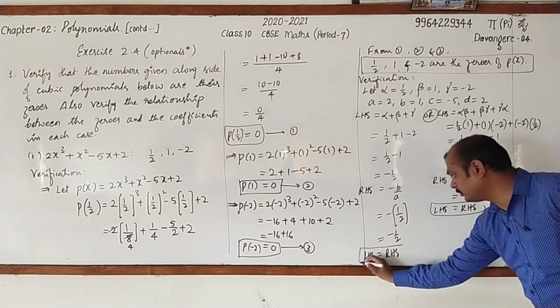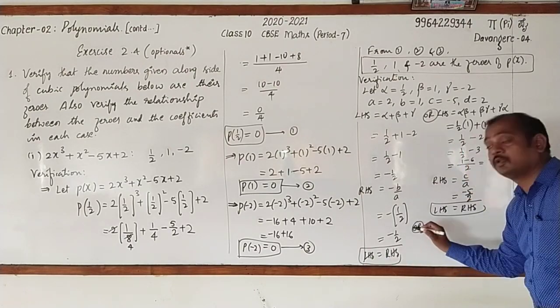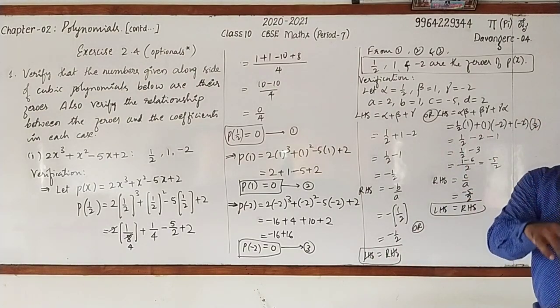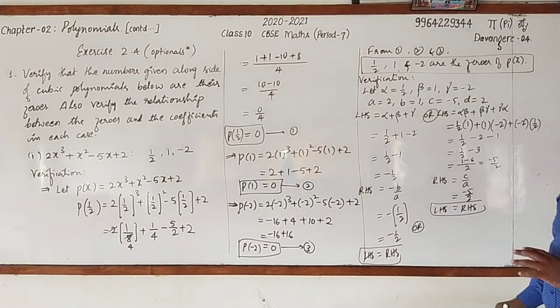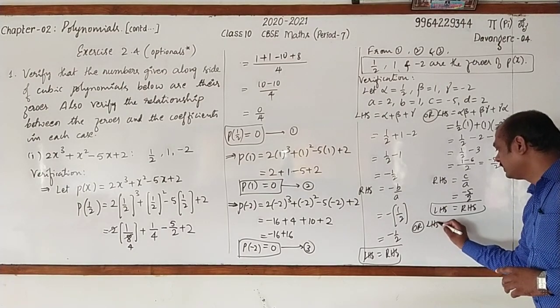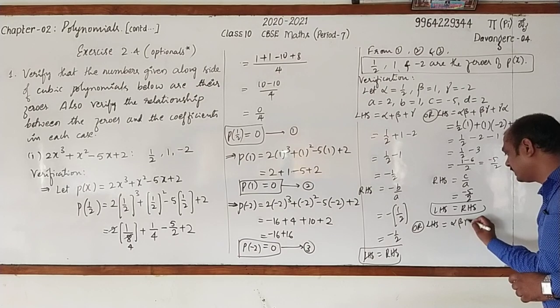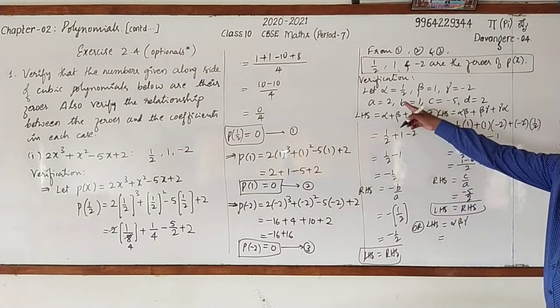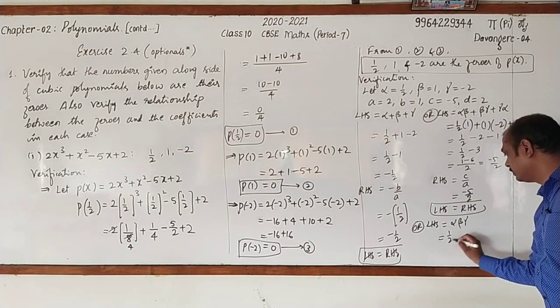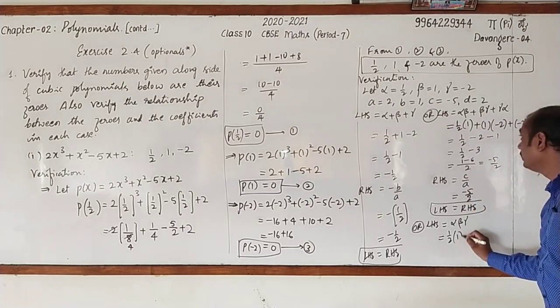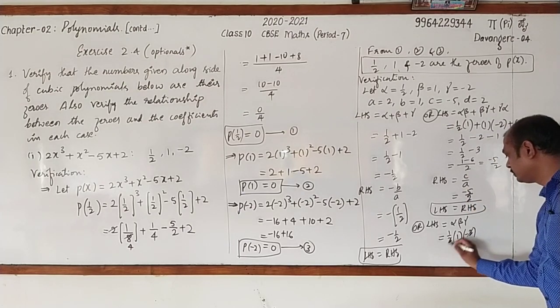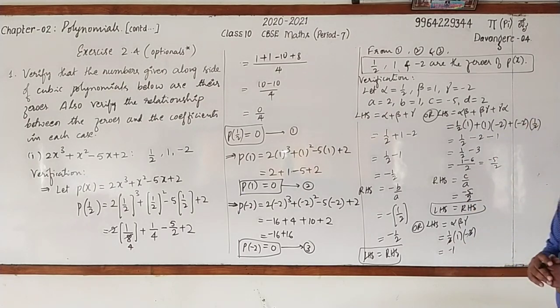And as I said, one more is there. What is that? Alpha into beta into gamma is minus d by a. Let us go for this also. LHS: alpha, beta, gamma. What is alpha? Alpha is 1 by 2, beta 1, gamma minus 2. 2 get cancelled. It is minus 1.